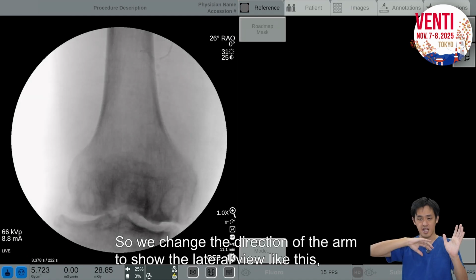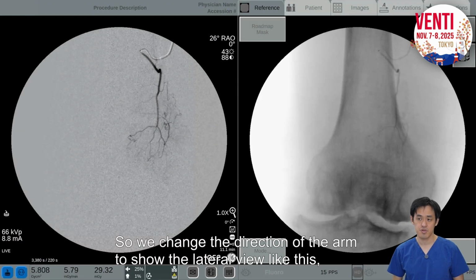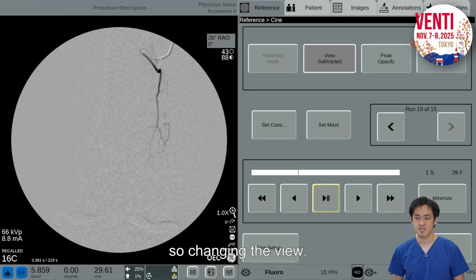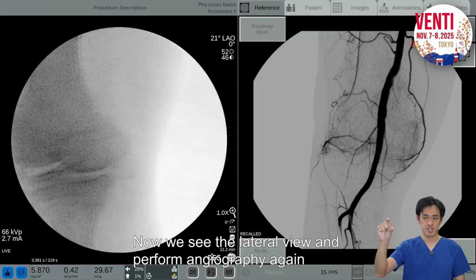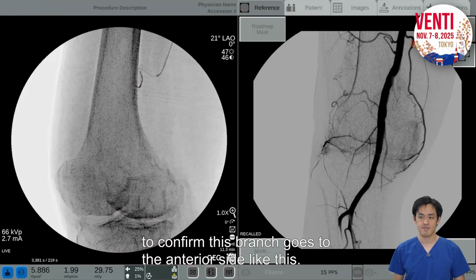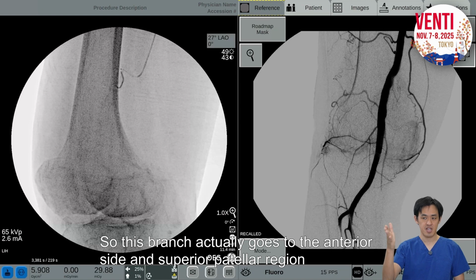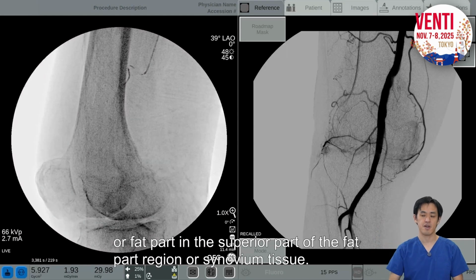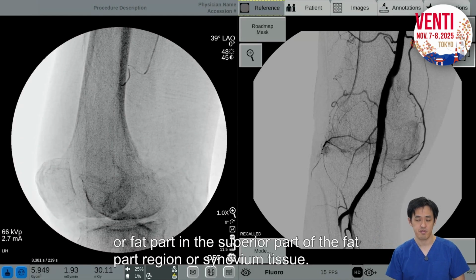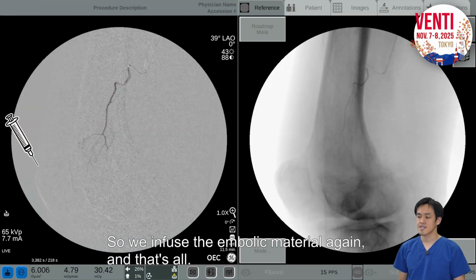So we change the direction of the C-arm to show the lateral view like this. Now we see the lateral view and perform angiography again to confirm this branch goes to the anterior side. So this branch actually goes to the anterior side, to the superior patellar fat region or synovium tissue. So we infuse the embolic material again, and that's all.